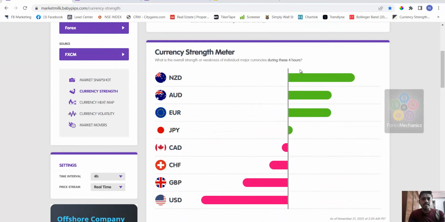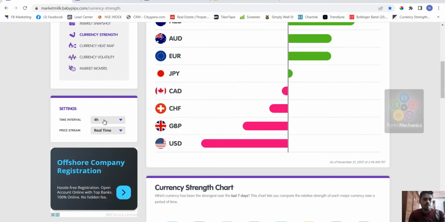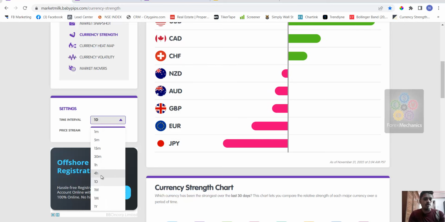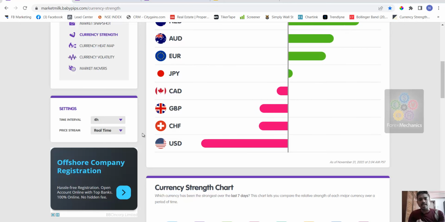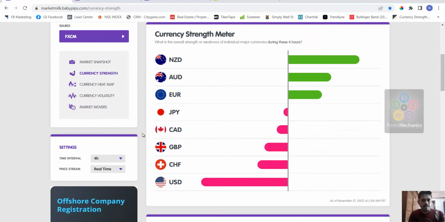Then here you can see, the default interval is daily, but I have kept it on 4 hour, because the setup that I was looking at today was on the 4 hour time frame. And here you can see it is telling you in general what is the strength and weakness going on. It happens in real time, and here you can see things are moving. But this is not what we are interested in.